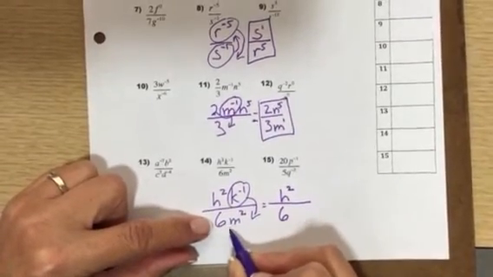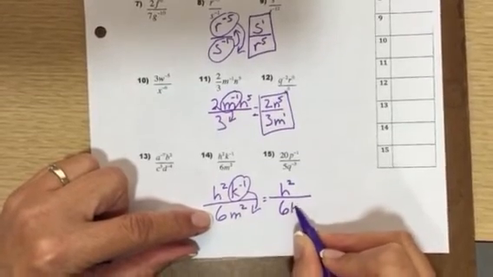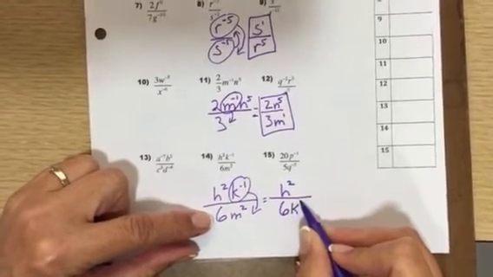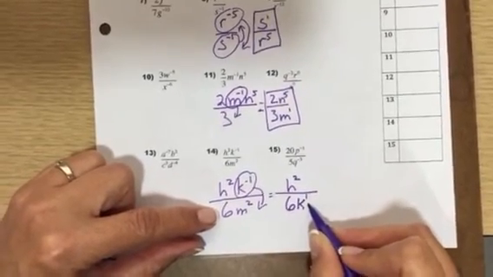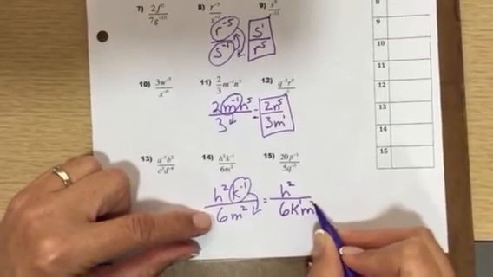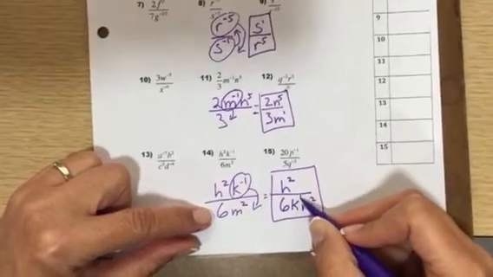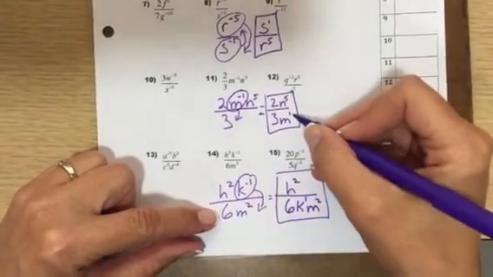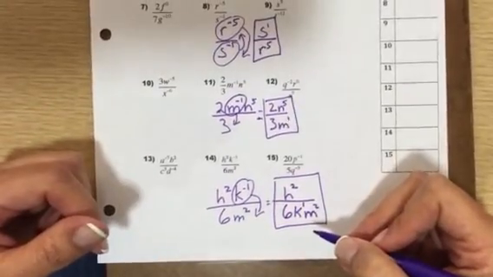6. I'm going to always write my numbers first. Put the k's next because I go in alphabetical order. It's not like you have to, but that's pretty much the accepted format. 6k to the 1, or just k, and then m to the 2. I don't have to leave this to the 1 here, but I am just so you can see what I've done. And that's a good sampling of tonight's homework.